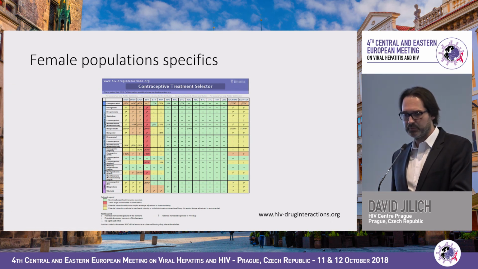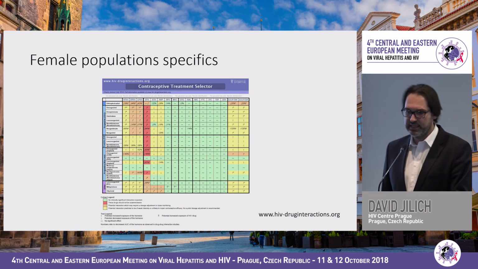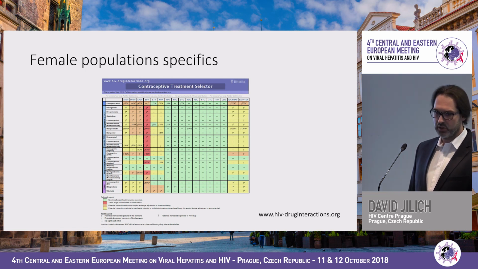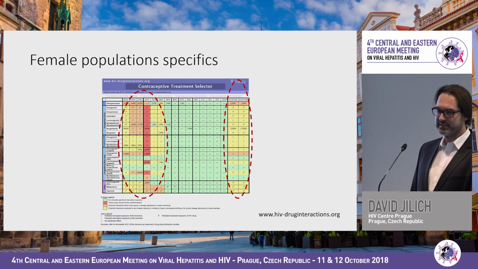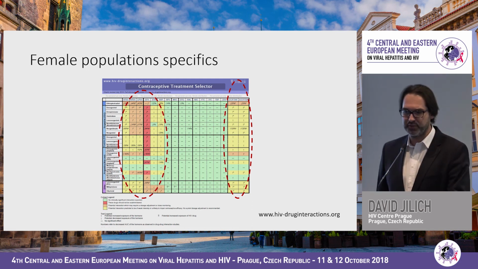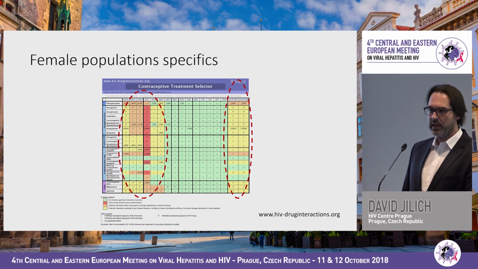Finally, I want to spend a few seconds on a specific population, for example the female population, in 2 aspects. The first one is, again, drug-drug interactions in terms of contraceptives, especially in use together with the boosted agents, PIs, and agents boosted with cobicistat. The problem with female population data is that, as you all know, in the majority of clinical trials females are only a minority due to epidemiological reasons, especially in developed countries.